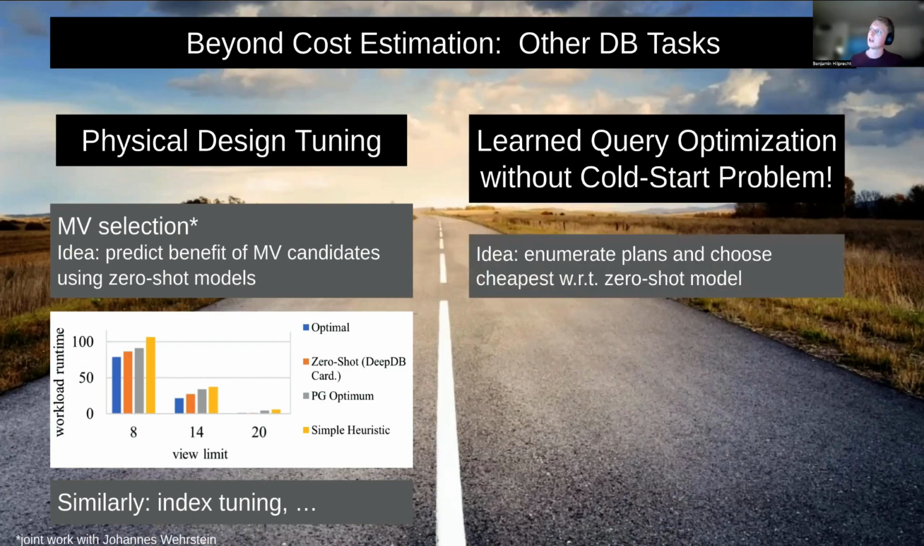In addition, there's been a long line of work on learned query optimization, but they are all workload-driven, to stay in our terminology. You have to observe many, many queries on one database to have a learned optimizer. Zero-shot models could potentially also be applied to learned query optimization. A really simple idea, and I'm sure there are better ideas, could just be to enumerate different plans that your query optimizer gives you, choose the cheapest plan with respect to our zero-shot model, and then execute this plan instead of the default plan of the database.